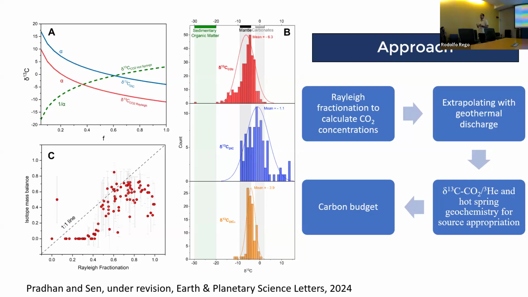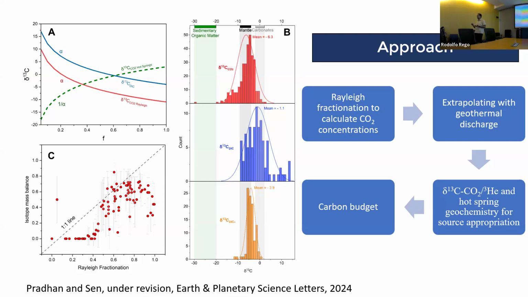Now, for hot spring water, we measured the delta 13 DIC, which is the isotopic composition of the carbon in the water samples. If it has undergone fractionation, of course, the air would be of a different isotopic composition than the residual water. So based on that Rayleigh fractionation model, we try to estimate how much CO2 has been degassed from each hot spring, and looking at the geothermal discharge, we can quantify how much CO2 is being released from each hot spring at that time frame.